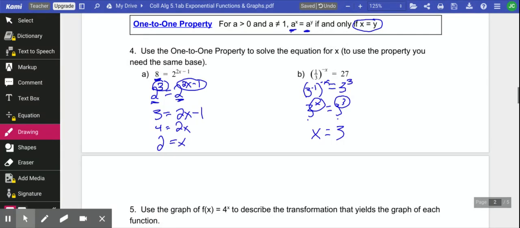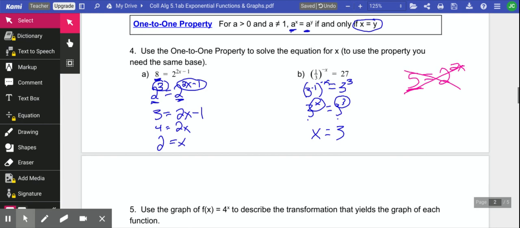Now, the problem with the one-to-one property is it doesn't always work. Let me show you an example. If we have 5 equals 2 to the 2x, let's say, there's no way to rewrite 5 so that it has a base of 2. 2 to the what power gives you 5? I don't know. So one-to-one doesn't always work. It's not going to work for a problem like this. So we will need other tools eventually, and we'll get there very soon.